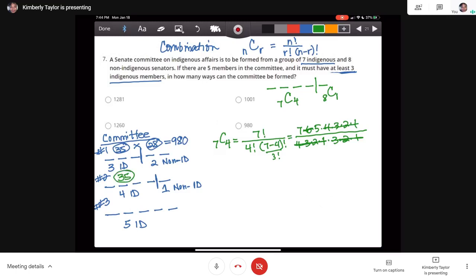So now let's do the other one, the combination of 8 and 1. So we have 8 factorial, and this is going to be 1 factorial, and this is 8 minus 1 factorial. So this is 8, 7, 6, 5, 4, 3, 2, 1, and then this is this 1, and then this is going to be 7 factorial. So this is 7, 6, 5, 4, 3, 2, 1. Cross those out, and you're just left with 8. So this one's going to get me 8 here. So we multiply these two numbers together. 35 times 8. Let's see what we get. We get 280.